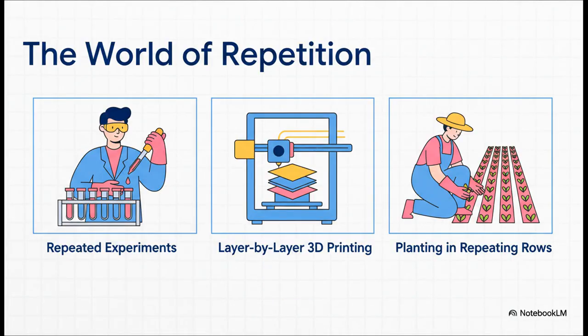But here's the thing, and this is the really cool part. Repetition is also a superpower. It's how we achieve huge, complex goals. I mean, think about it. A scientist has to run hundreds of trials to get a breakthrough. A 3D printer builds an incredible object, one precise layer at a time. Repetition, when you can control it, is literally the foundation of creation.